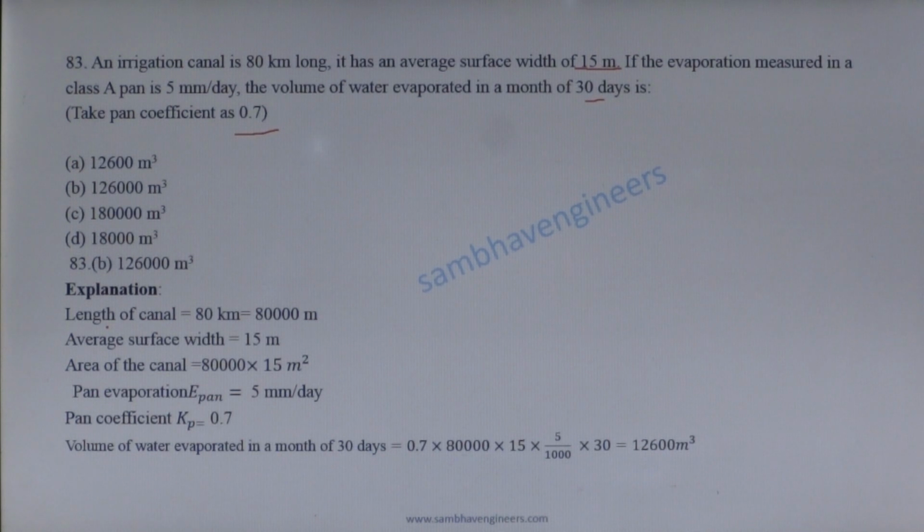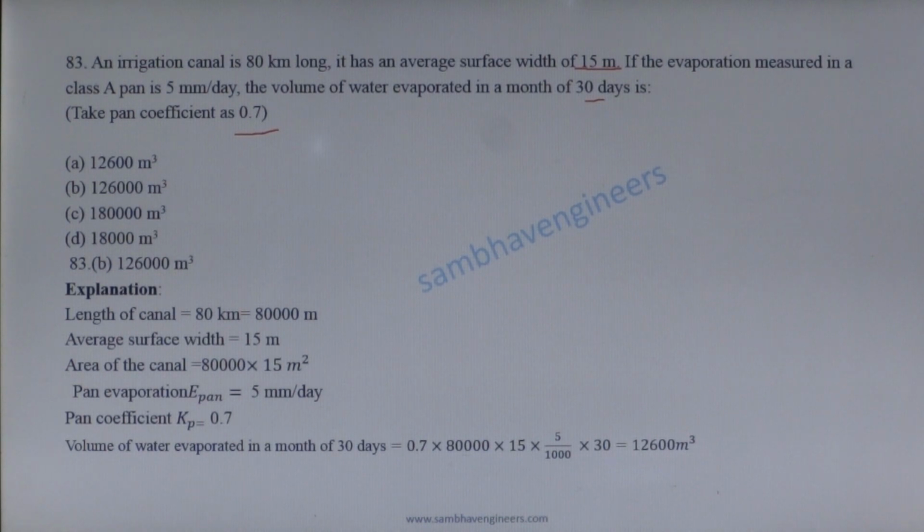Length of the canal multiplied by average surface gives the area of the canal, which is equal to 80,000 multiplied by 15 meter square. As the evaporation rate is 5 mm per day, this rate is multiplied by time and area, we will get the volume of water evaporated in a month of 30 days.